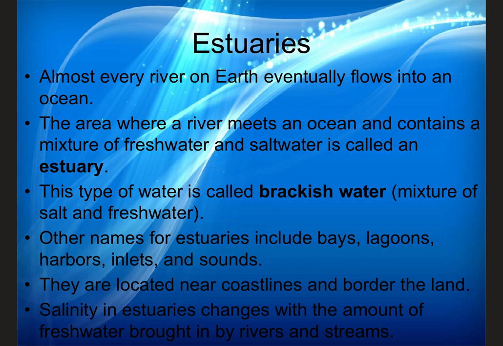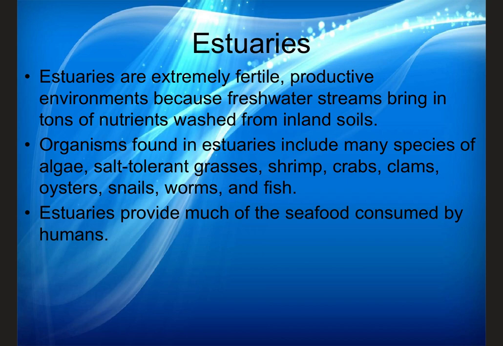Salinity in estuaries changes with the amount of fresh water brought in by the rivers and streams. And as you work your way farther up the estuary, you'll notice generally your freshwater concentration increases as you get closer to the mouth of the river. So estuaries are extremely fertile, productive environments because freshwater streams bring in tons of nutrients washed from inland soils. Organisms found in estuaries include many species of algae, salt-tolerant grasses, shrimp, crabs, clams, oysters, snails, worms, and fish. Estuaries provide much of the seafood consumed by humans.